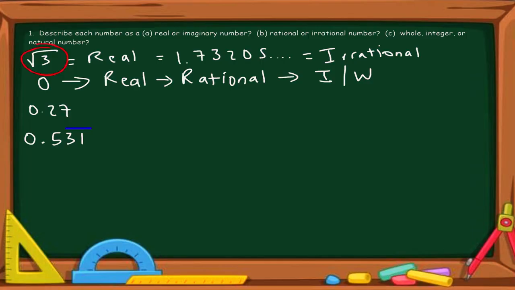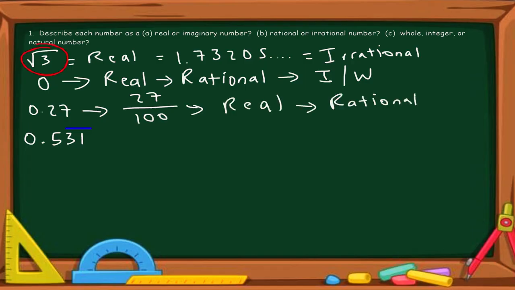Now, what about 0.27? We have a non-repeating terminating decimal. 0.27 can be written as a fraction, 27 over 100, which makes it a rational number. And because it doesn't have an i next to it, it's real. So it's real and it's rational, but it's not a whole number, integer, or natural number.